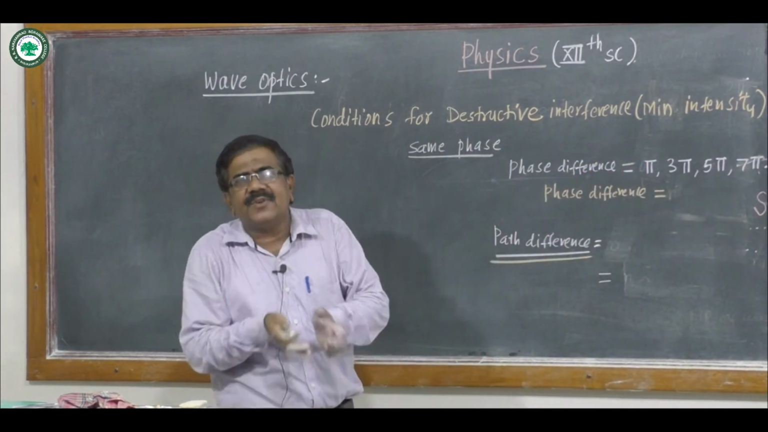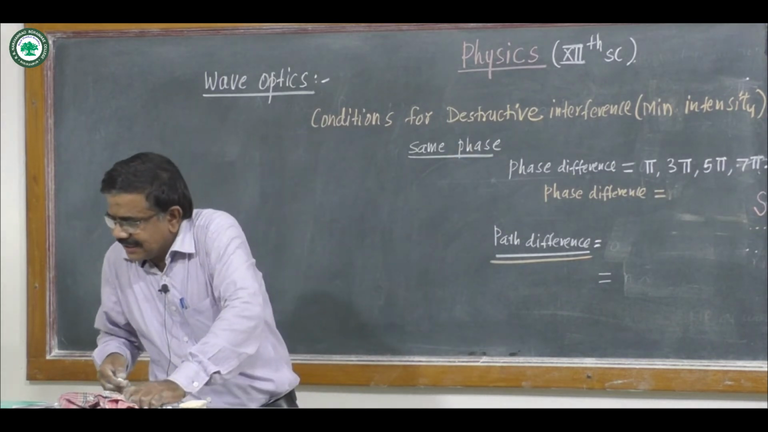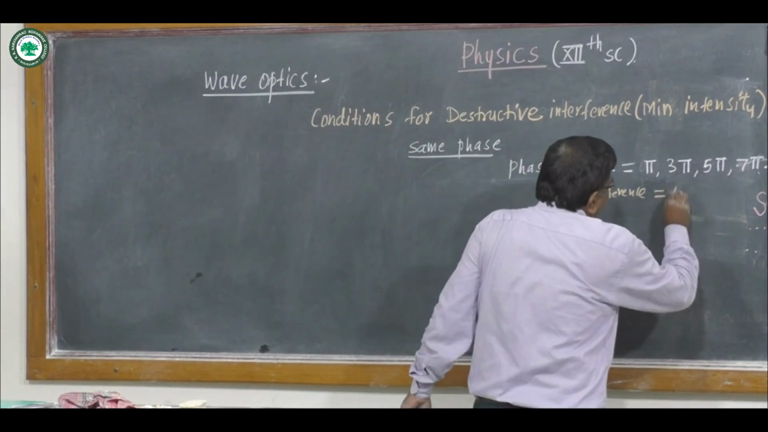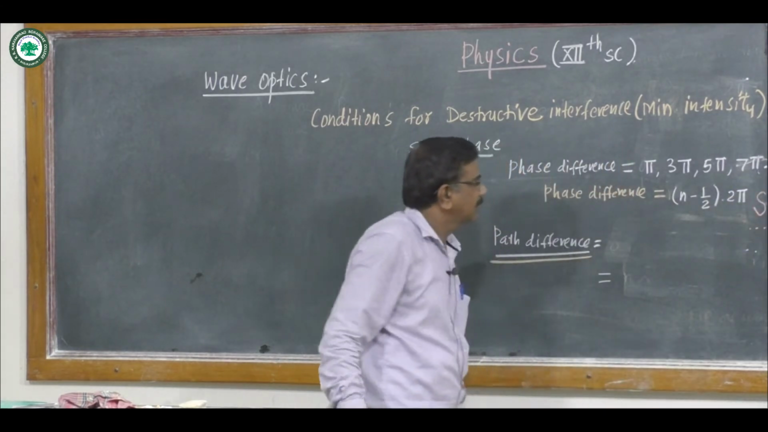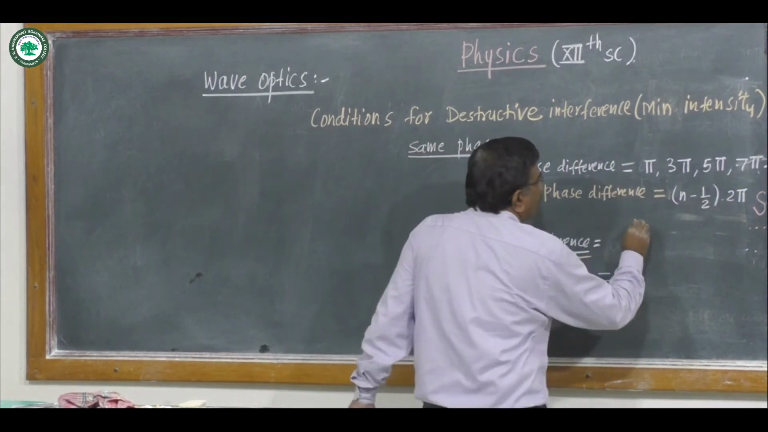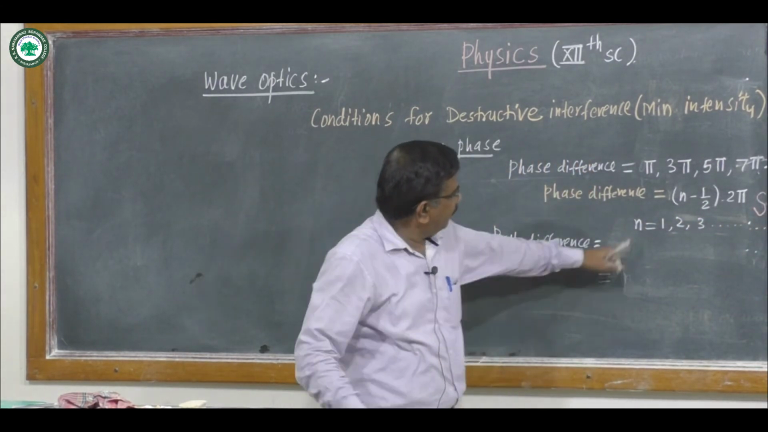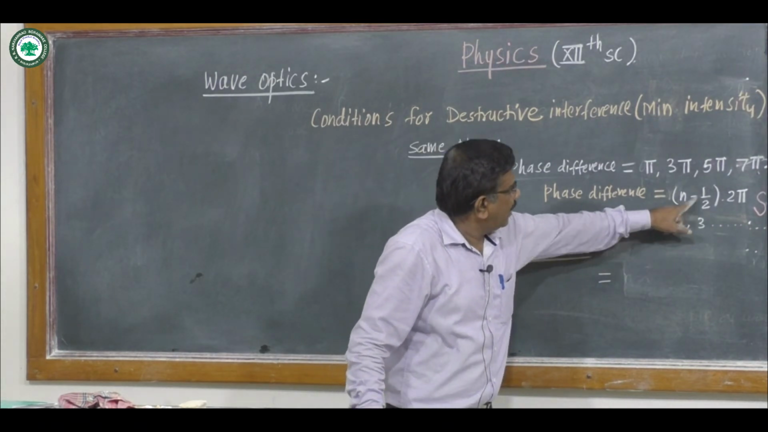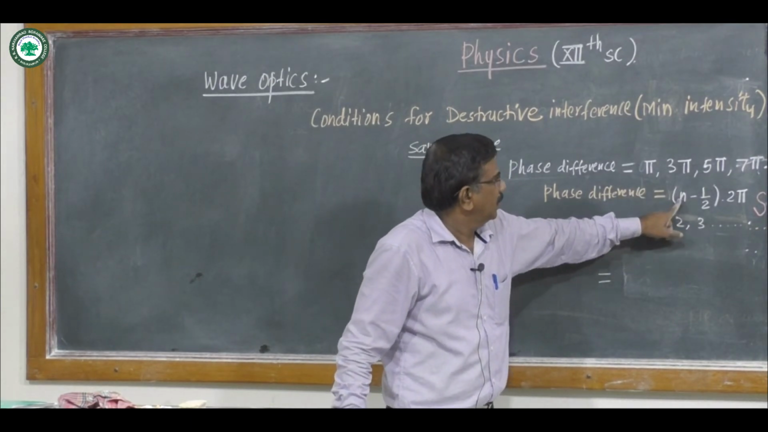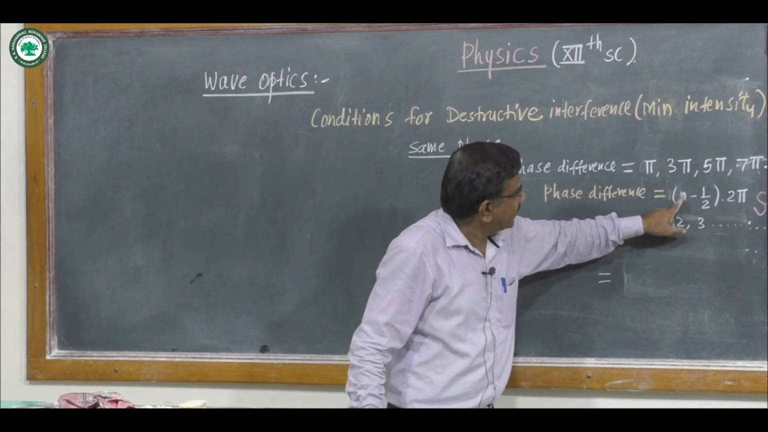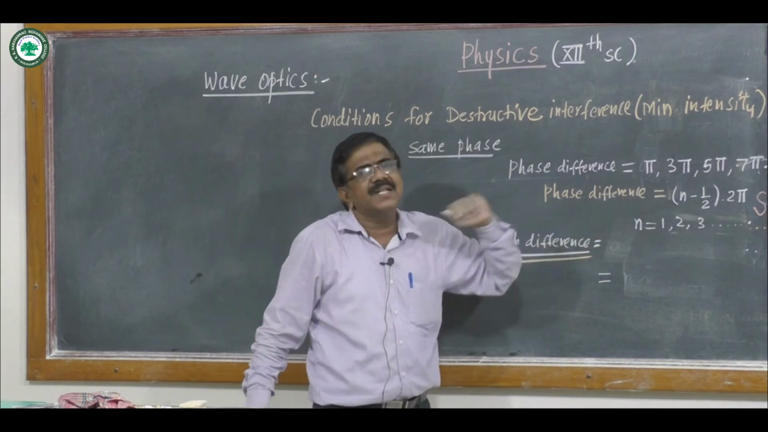If this condition is satisfied, then and only then are the waves out of phase. Or we write it as (n minus half) into 2 pi, where n starts from 1, 2, 3 and so on. If n is 1, (1 minus half) into 2 pi is pi. If n is 2, (2 minus half), that is 3 by 2, into 2 pi, that is 3 pi, and so on. So the phase difference condition is like this.